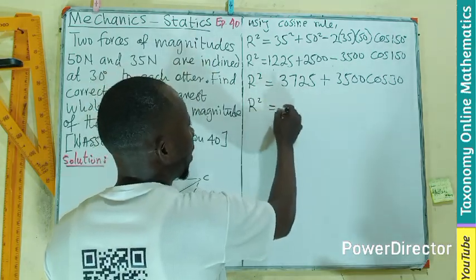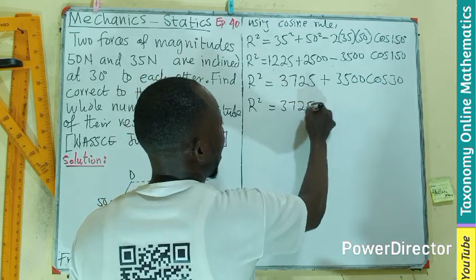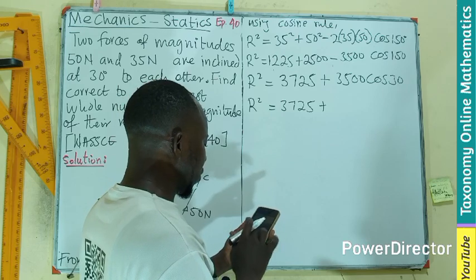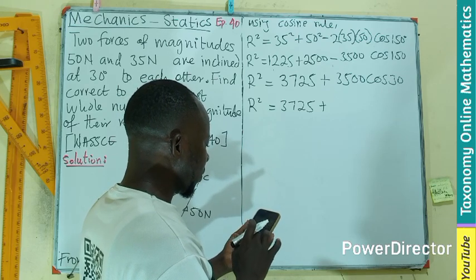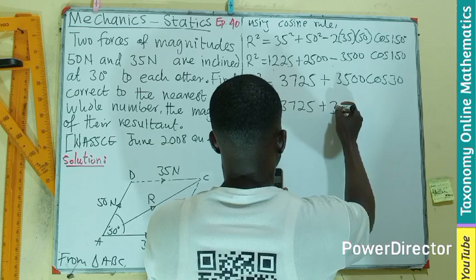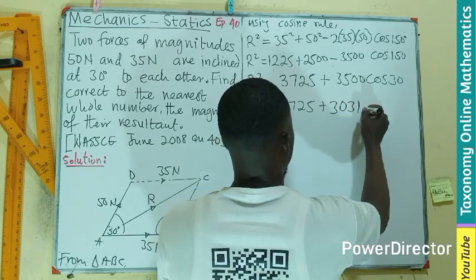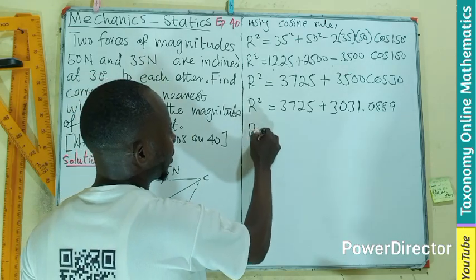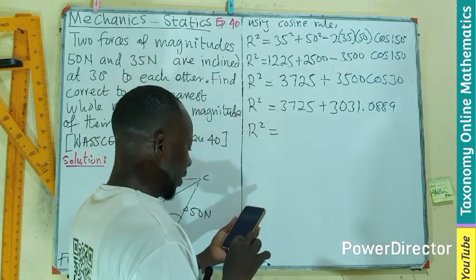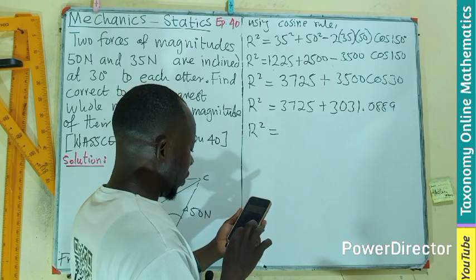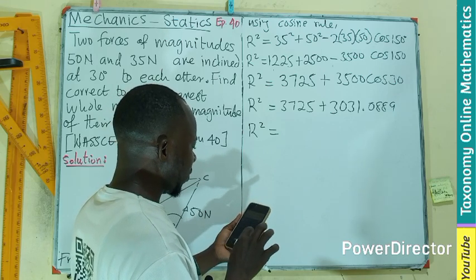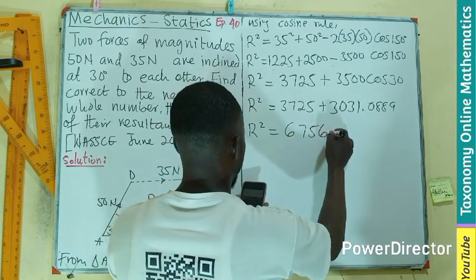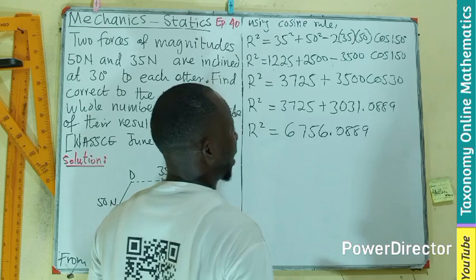This becomes R squared equals 3725 plus 3500 cos 30. And that should give us 3031.0889. Let me compute that again. So let me add that result to 3725, and that will give you 6756.0889. What do we need? We need the resultant R without the square.